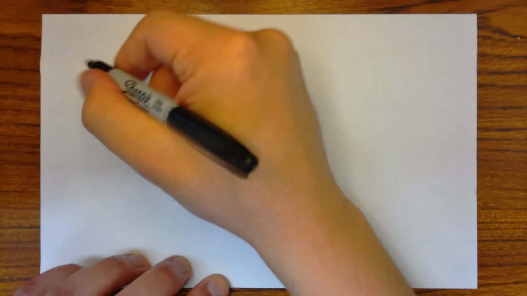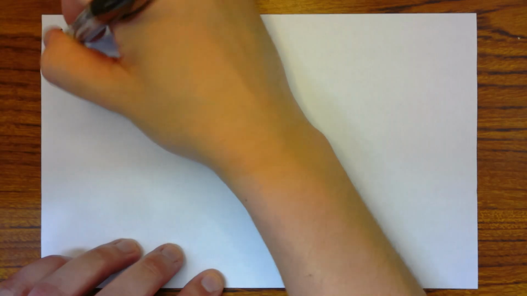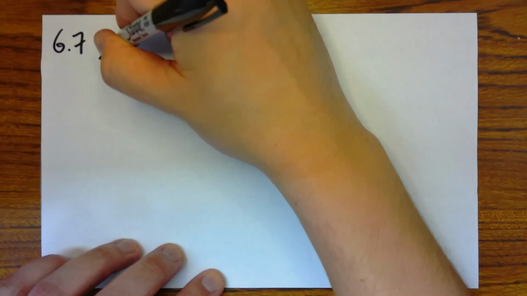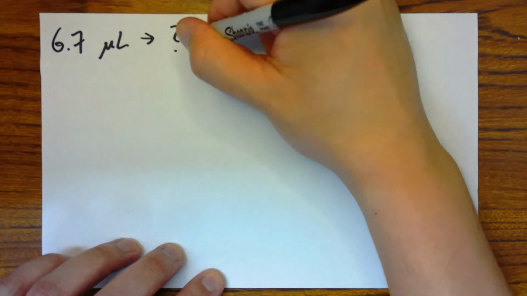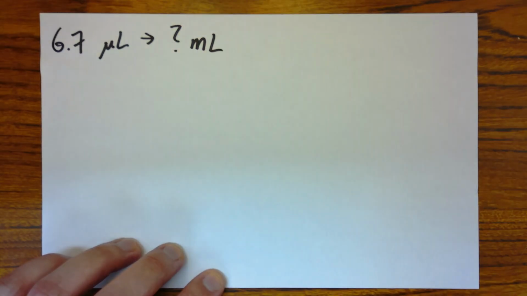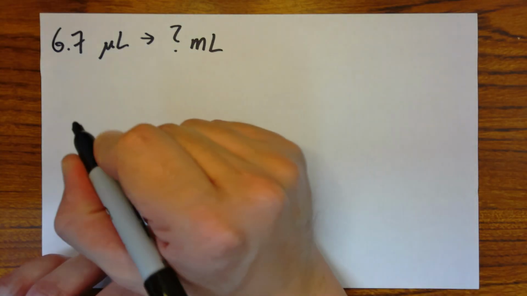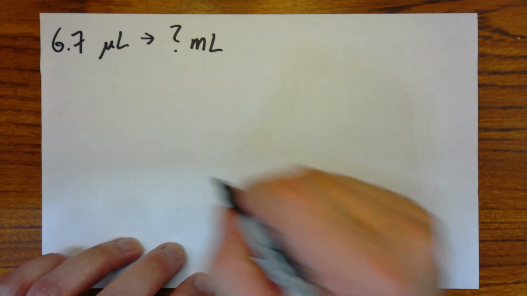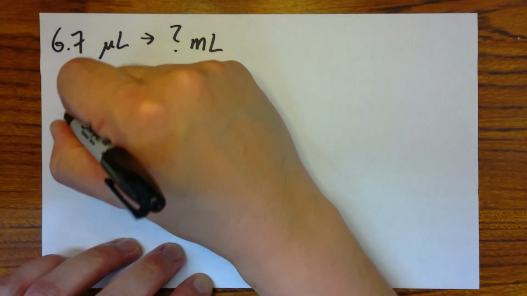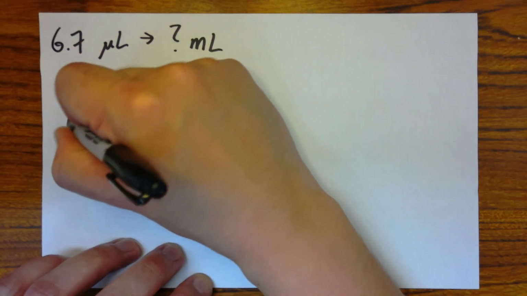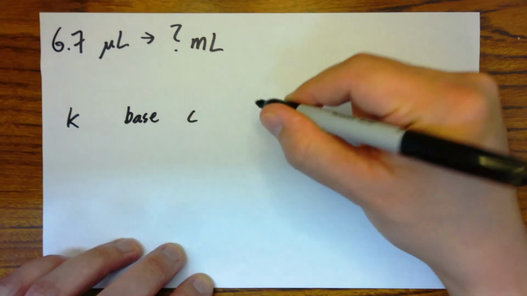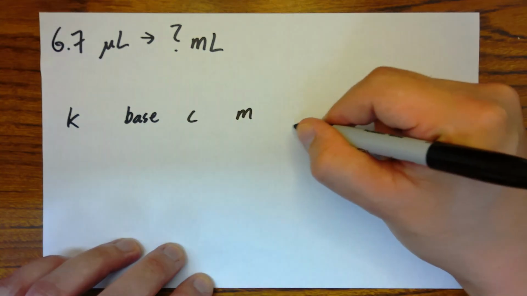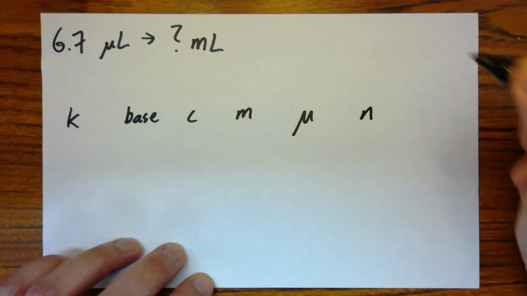Okay, so first thing to do is just write down the problem. We have microliters, and we're trying to go to milliliters here. One thing I often tell students to do is to make a metric system cheat sheet on the fly. Just pull this totally from memory. Okay, kilo, base, centi, milli, micro, nano.